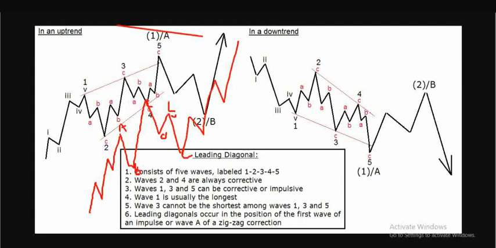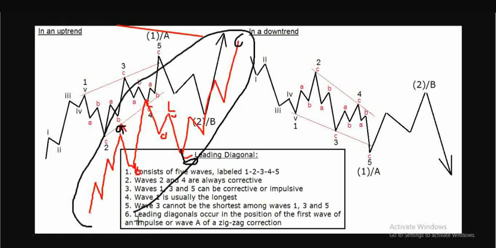Let me go ahead and label this. So this is now our A, B, and then C. This is our zigzag. This is a typical zigzag. This is what our zigzag looks like, so you need to understand this appears here. So these are the rules and the guidelines for the leading diagonals.